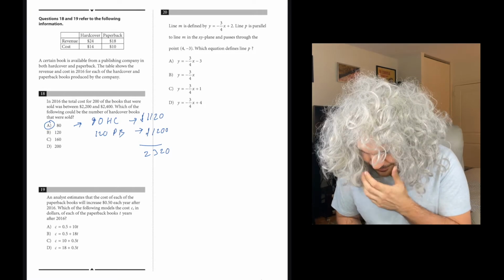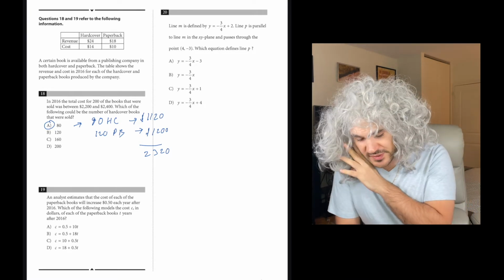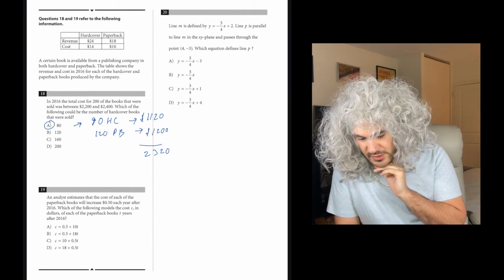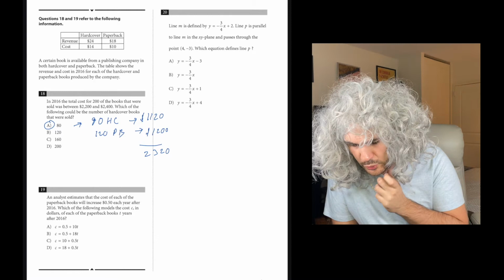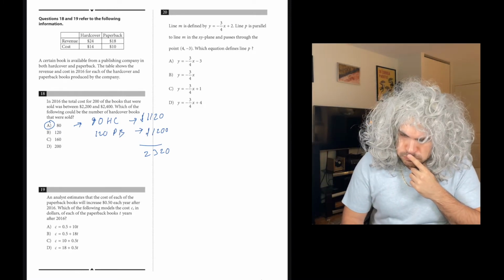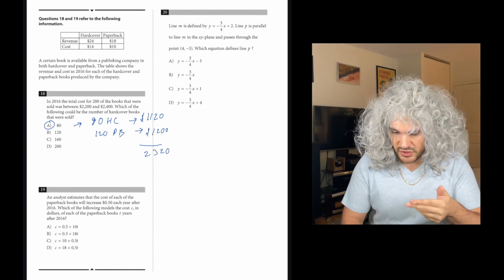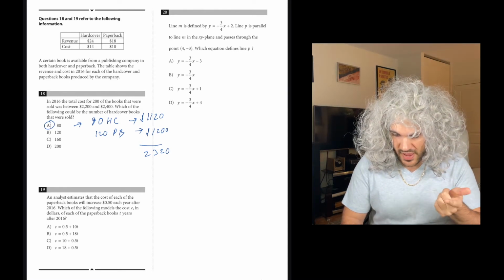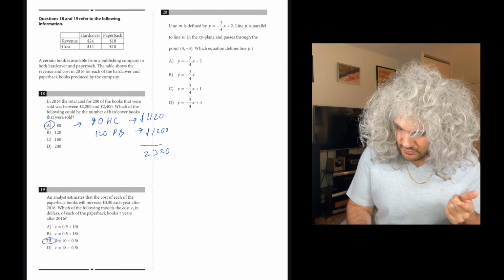Number 19. Analysts estimate the cost of each paperback will increase by 50 cents each year after 2016. Which of the following models the cost in C dollars of the paperback 2 years after 2016? So let's see. The cost starts at 10, and then with each year it goes up by 0.5. So the equation that represents that is C.